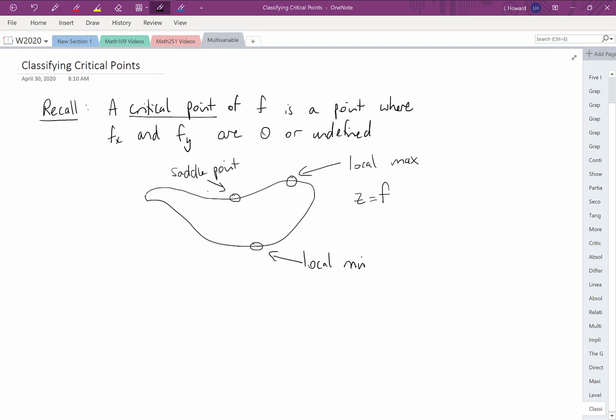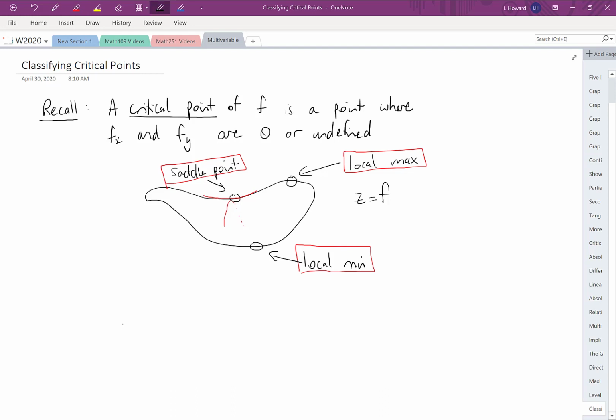where from one direction, let's switch colors here, this might look like a maximum, because you'd be climbing up to it, but from another direction it would look like a minimum, because you'd be going through a valley there. So those are the three types of critical points that we want to be able to classify in this section. So basically we're going to find a bunch of critical points and we're going to see a procedure for classifying which of the three types that point falls into.